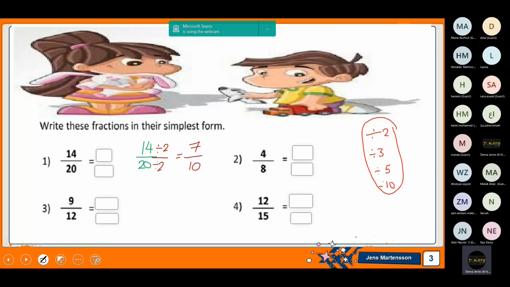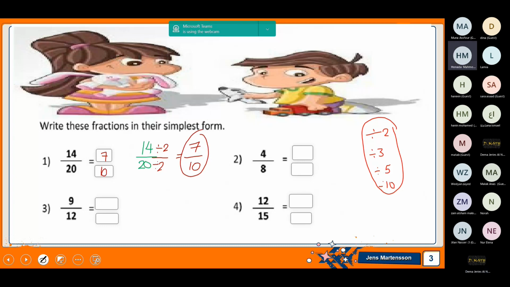Now, 7 over 10. Can I divide 7 by 2? No. By 3? No. By 5? No. By 10? No. 7 is a prime number, it can be divided only by 1 and 7. So that means 7 over 10 is the simplest form. So I simplified it.